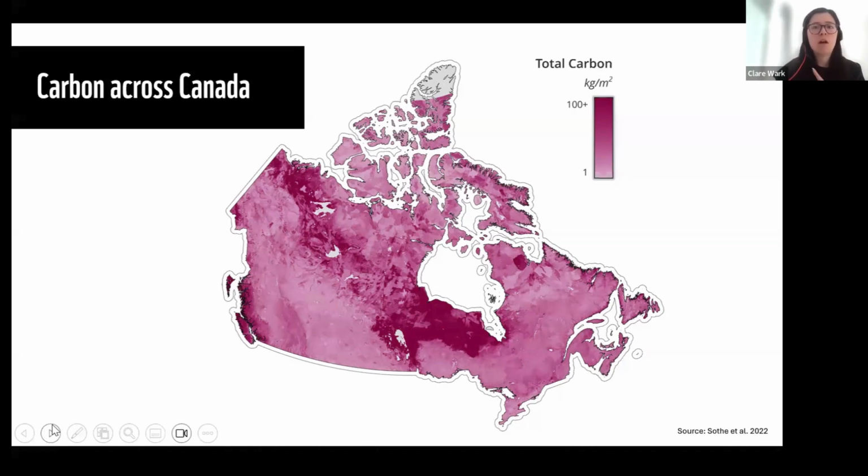You can also see over on the west coast, if you take a look, there's a high amount of carbon stored on the coast of the mainland and then on Vancouver Island and north to Haida Gwaii.